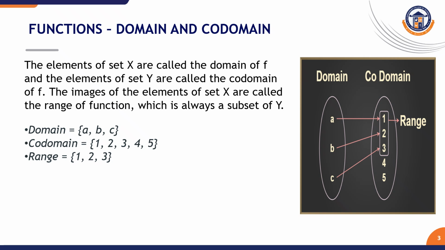Now let us see an example. Let us consider set A. The domain is A, B, C. The codomain is 1, 2, 3, 4, 5, that is, the elements which are available in set B. Next, range. Range is nothing but the images of the elements available in set A. So, domain, codomain and range. Always the range is a subset of the codomain.